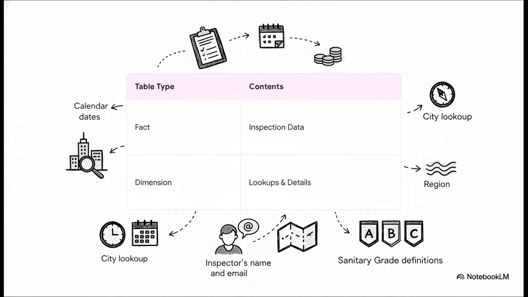Now, on the other side, we have our dimension tables. You can think of these as your lookup tables. They contain all the descriptive details: the specific calendar dates, the city lookup, the inspector's name and email, the region, and the sanitary grade definitions.